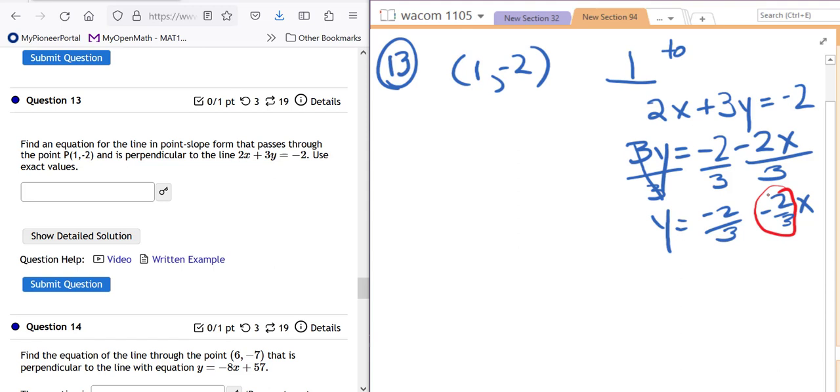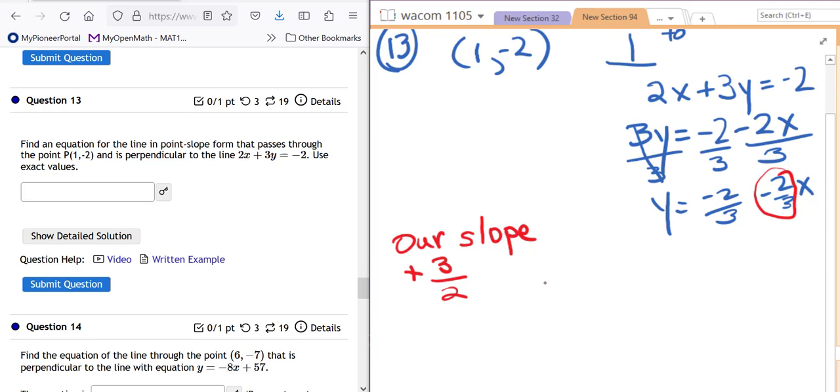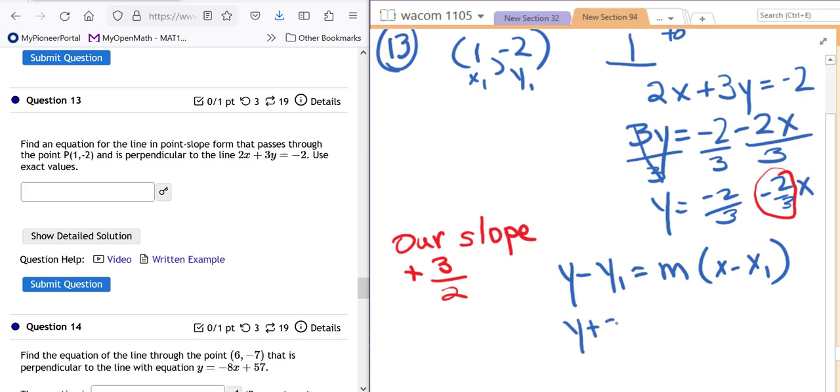We want our line to be perpendicular to that, so our slope will be opposite sign and flip it over. And now we have a point and we have our slope. The formula is y minus y1 equals m times x minus x1. So this is x1, y1. So y minus a -2 makes y plus 2 minus a negative.